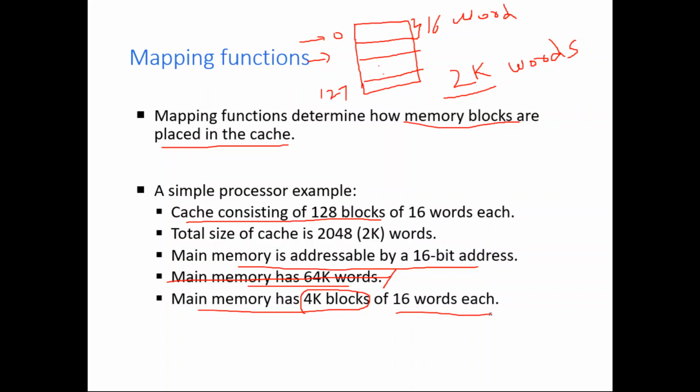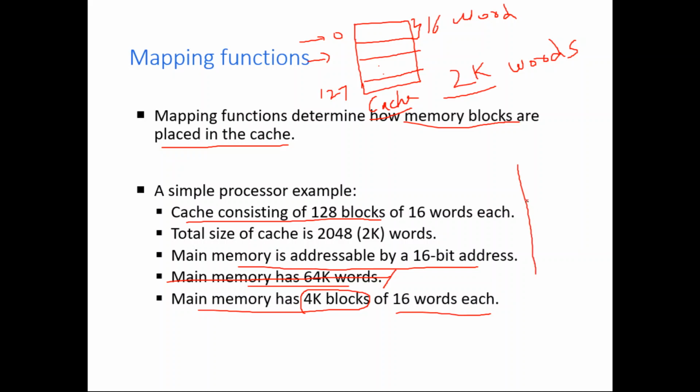So the point is, cache memory contains how many blocks? 128 blocks, and each block contains how many words? 16 words. Okay, so this is our assumption about the cache memory for the example that we are going to discuss. With this example only we are going to understand the mapping function.